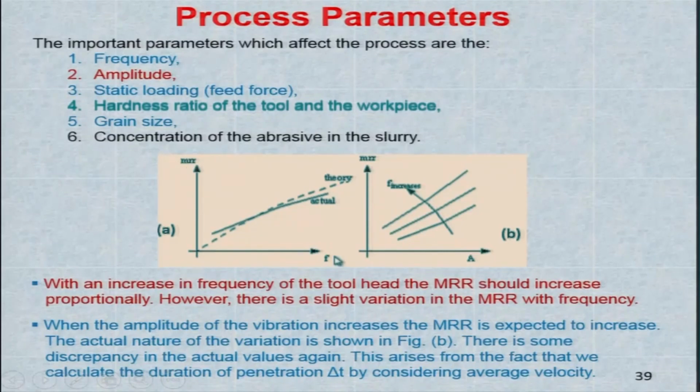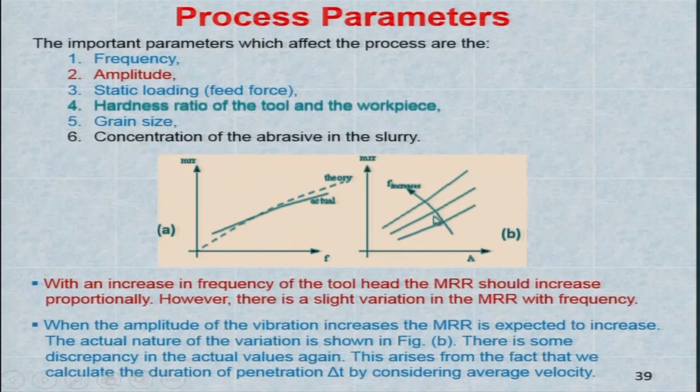And these are the curves which show the relationship between the frequency, amplitude and the material removal rate. Here is the same thing. I already told you the reason: this is the actual curve, and theoretically it should have been a straight line. As the amplitude is increasing, material removal rate is increasing. But we get more material removal rate as the frequency is increasing.